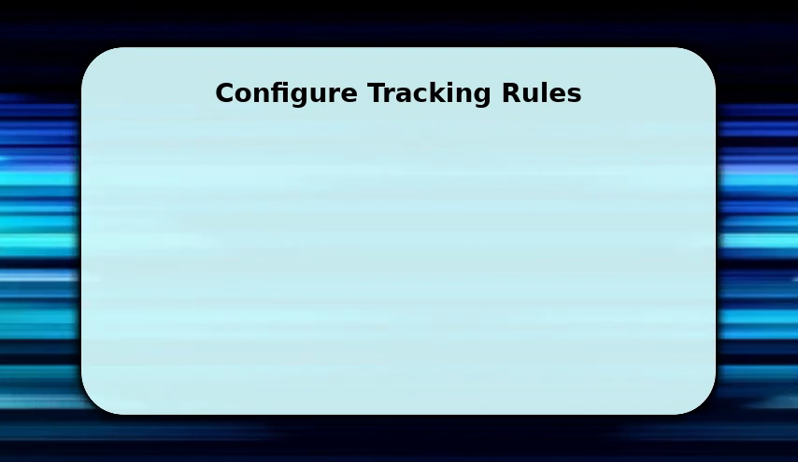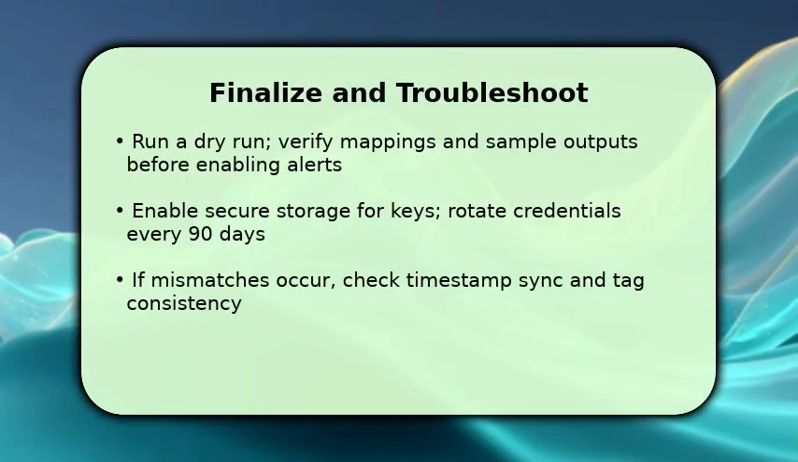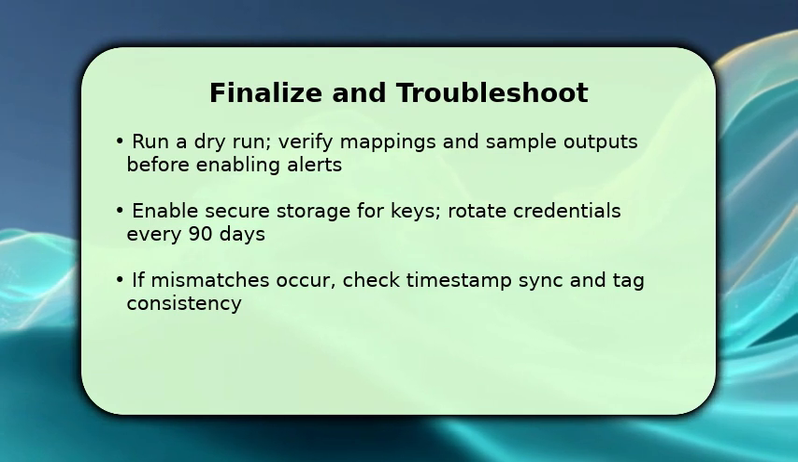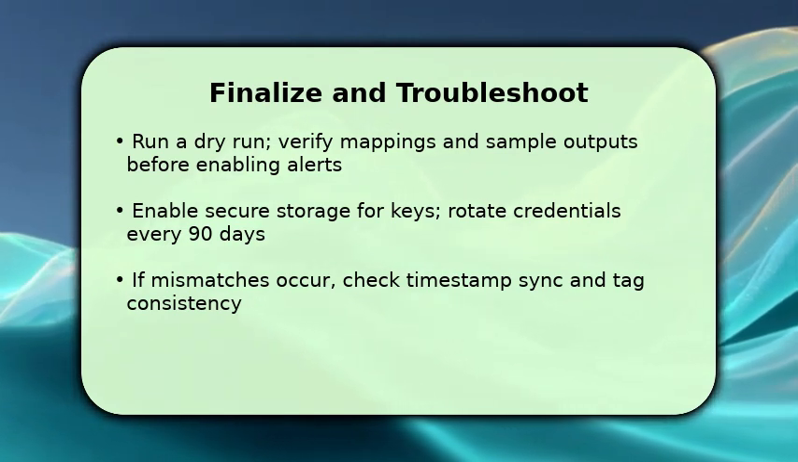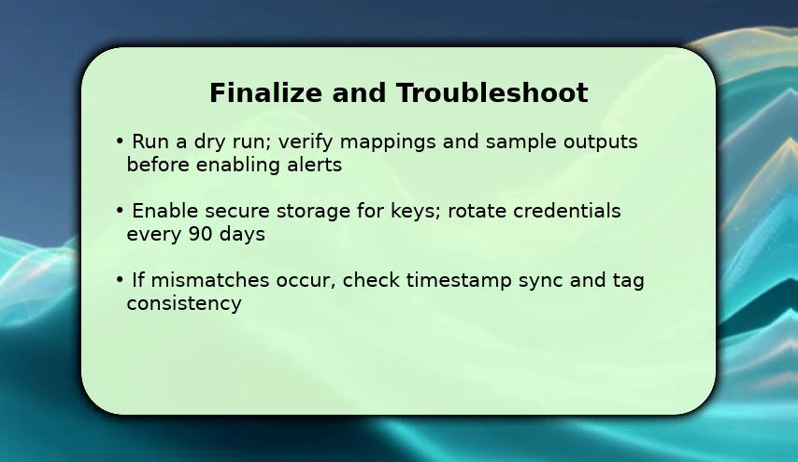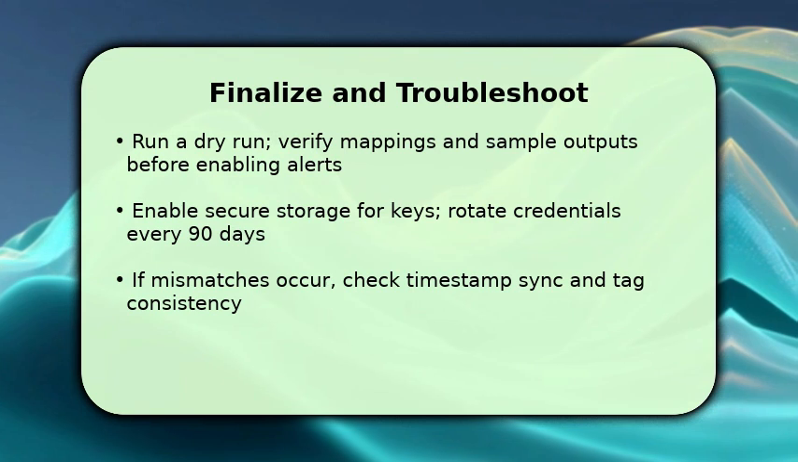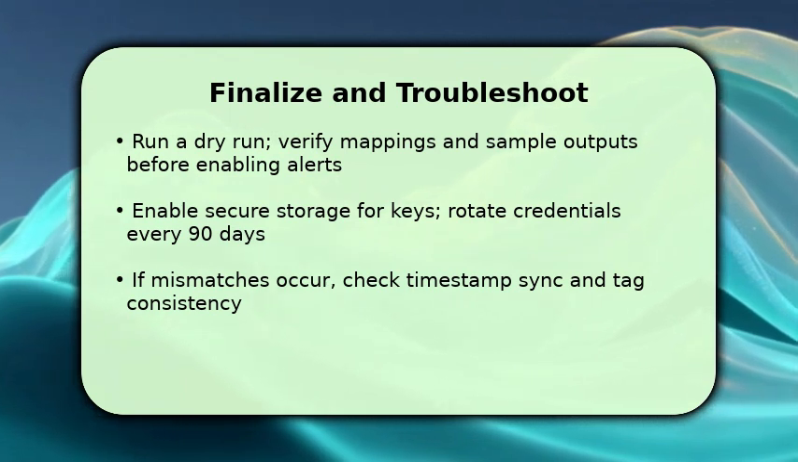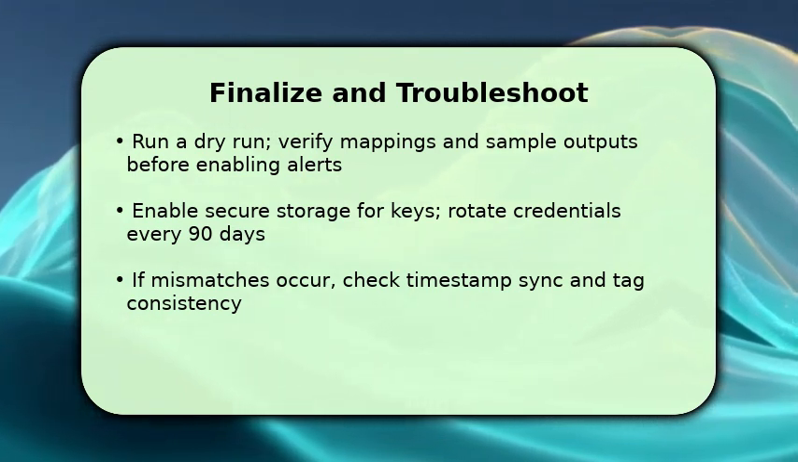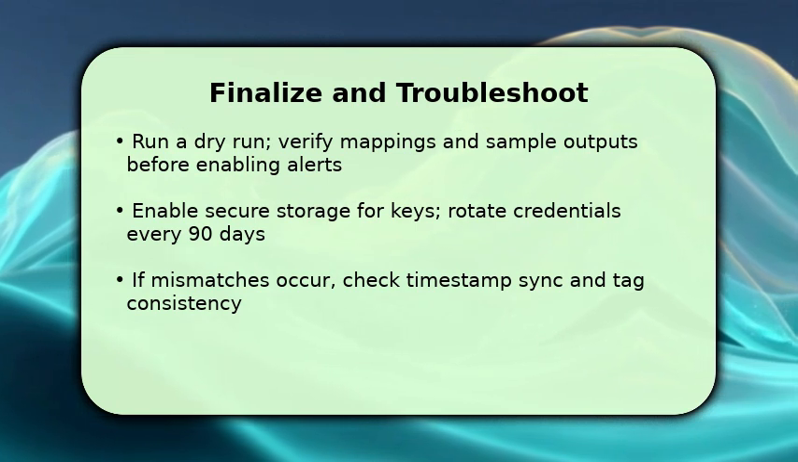You finish by validating and hardening the setup. First, run a dry run to confirm mappings, inspect sample outputs, and adjust query windows until results align with expected transactions. Then enable alerting, store credentials in Azure Key Vault, and set key rotation policies. Once live, monitor logs for missed correlations.